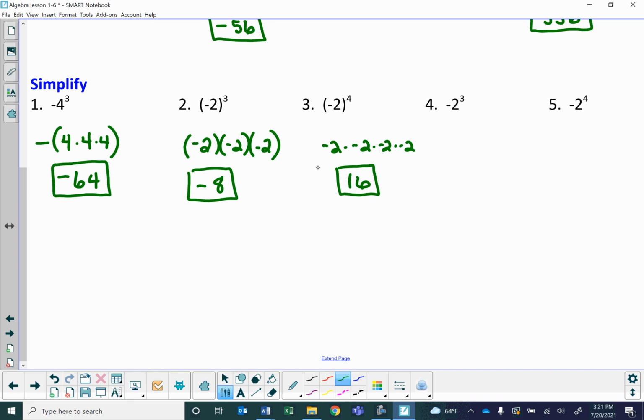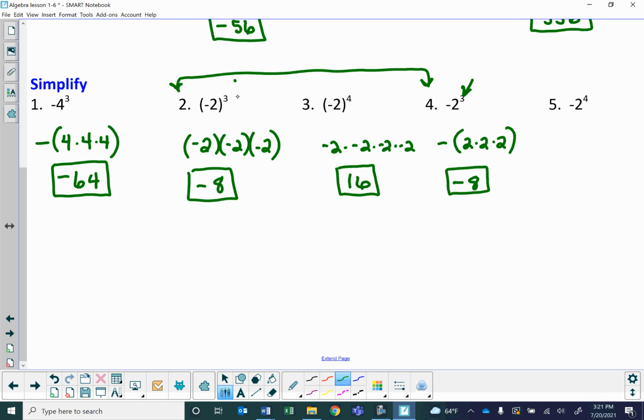Okay. Notice how 2 and 4 are similar problems. 2 was negative 2 to the third. 4 is the opposite of 2 to the third. So 4 means the opposite of 2 times 2 times 2. So 2 times 2 is 4, times 2 is 8, so it's negative 8. We get the same answer because the exponent is odd. If the exponent was even, that would change.